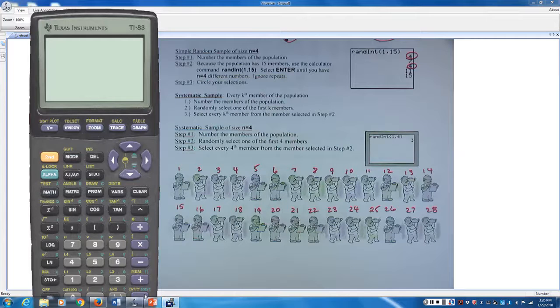But this time I actually want a sample of size 4. If we choose every 4th member, that means that we're going to randomly select one of the first 4 members. So we hit the math button.